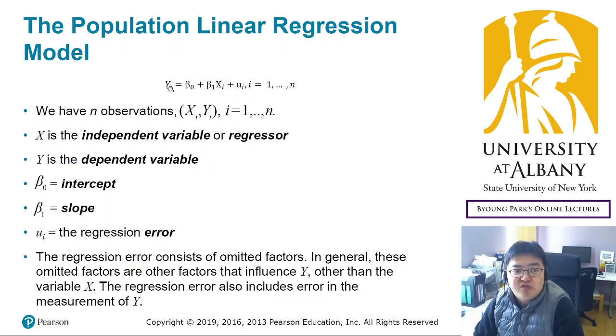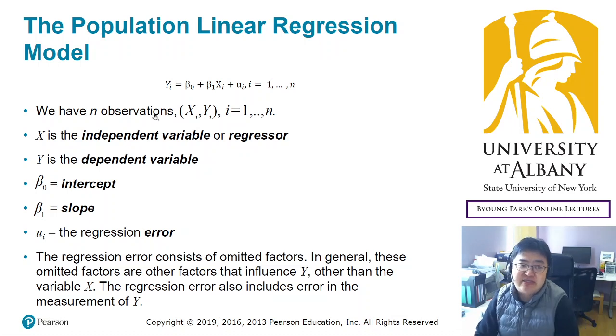So usually we write the regression equation in this way. yi is the ith observation, the value of the y variable for the ith observation. And beta 0 and beta 1, xi is also the ith observation's value of the x variable. And ui is the error that is associated with the ith observation. And in this case, we have n observations.